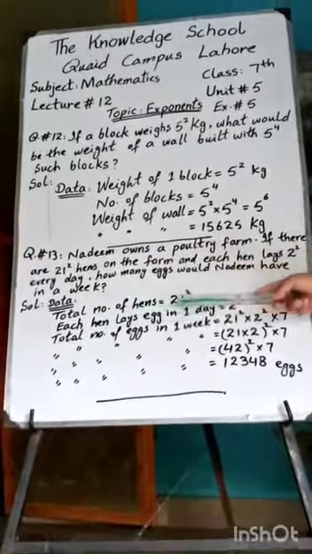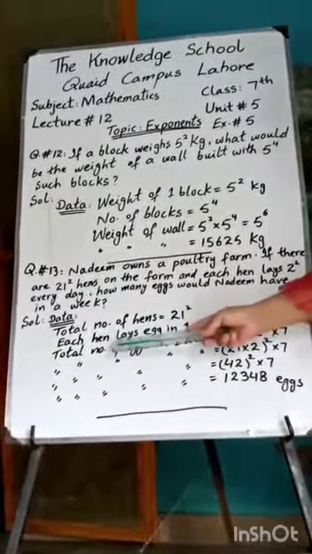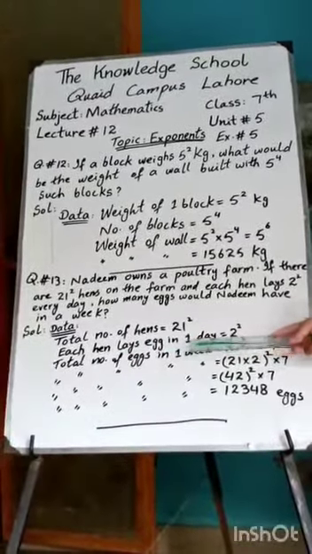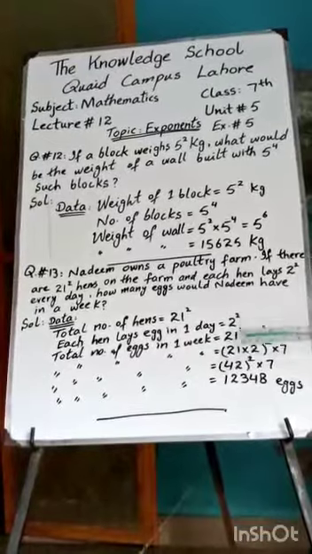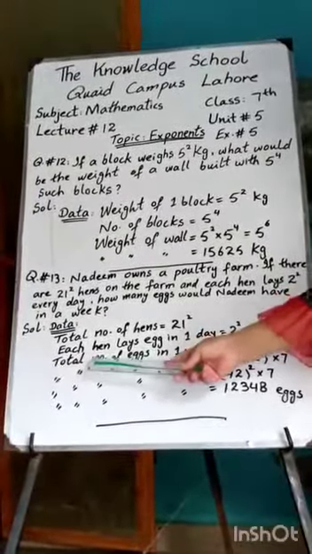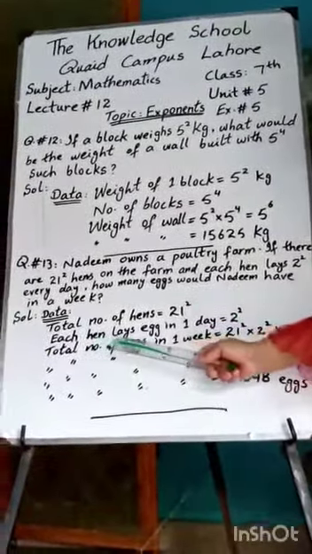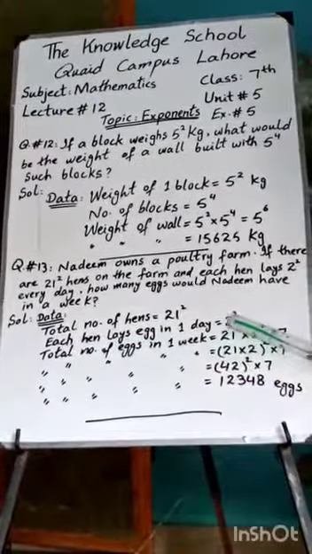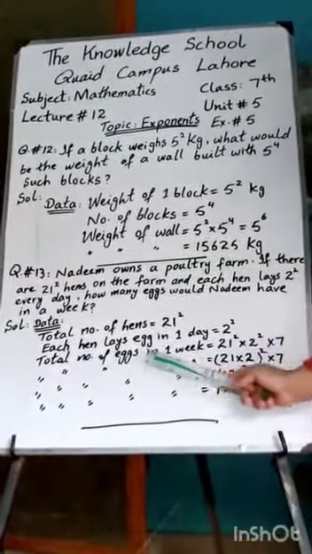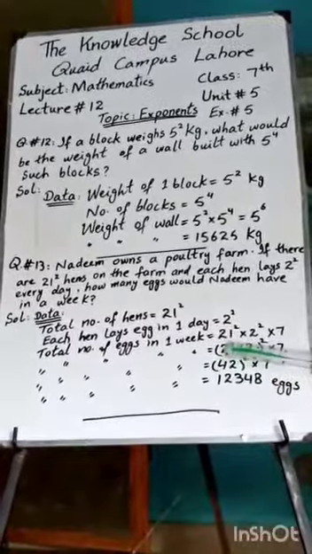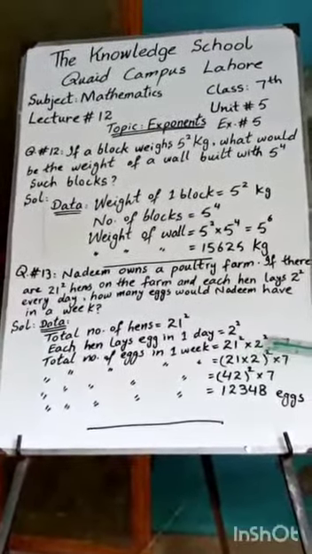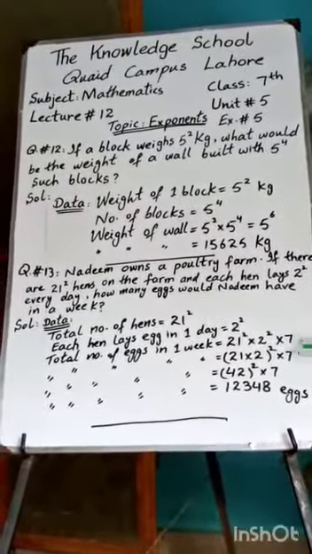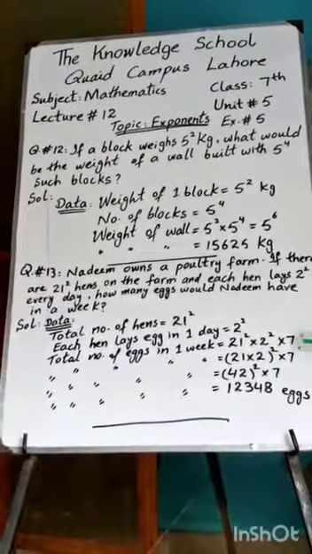Total number of hens at 21 square. Each hen lays egg in one day is equal to 2 square. Total number of eggs in 1 week is equal to 21 square multiplied by 2 square and multiplied by 7. Because we know that in a week there are 7 days.